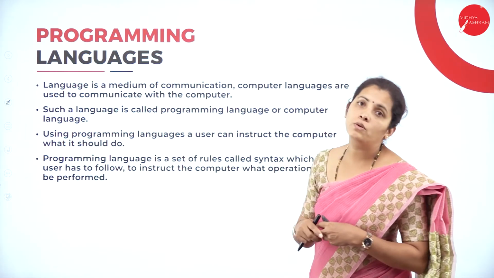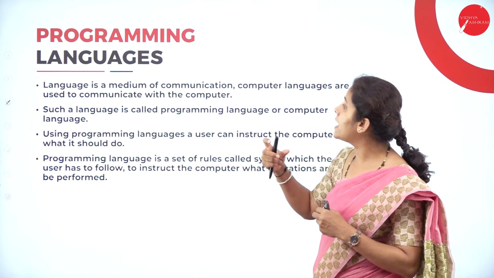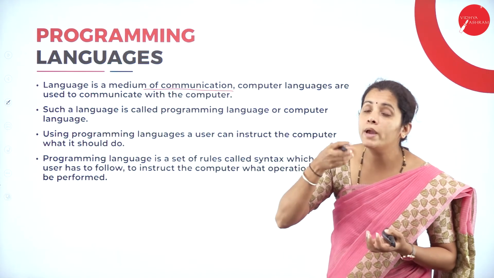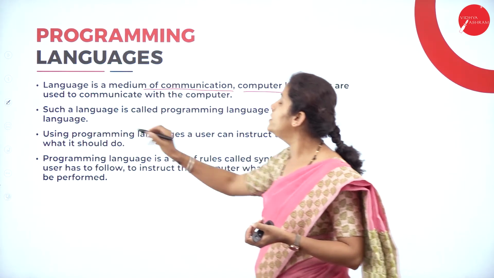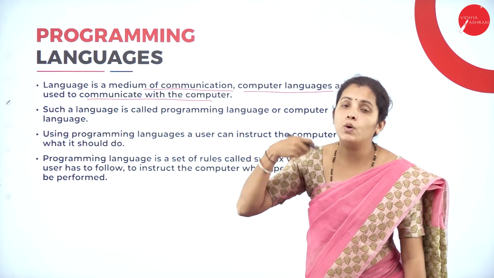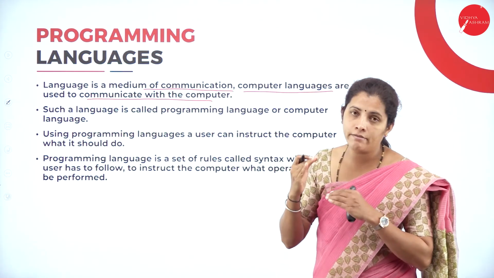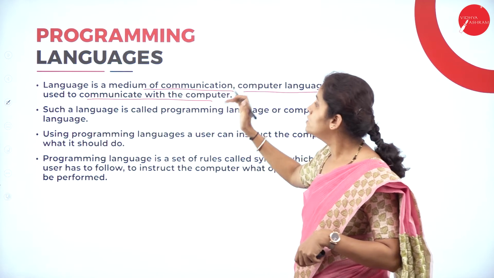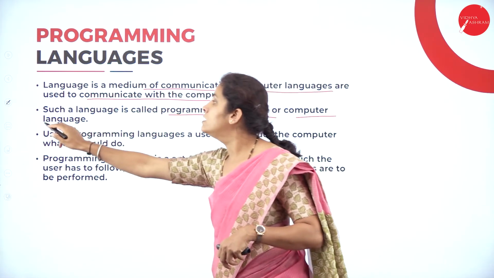So moving further, we are going to study programming languages. So what is a programming language? Here a programming language is a medium of communication, or a way of communication. It is a computer language and it is used to communicate with the computer system. I repeat, a language is nothing but a way or medium used to communicate, whereas a computer programming language is a language that is mainly used to communicate with the computer system. Such languages are called programming language or computer language.